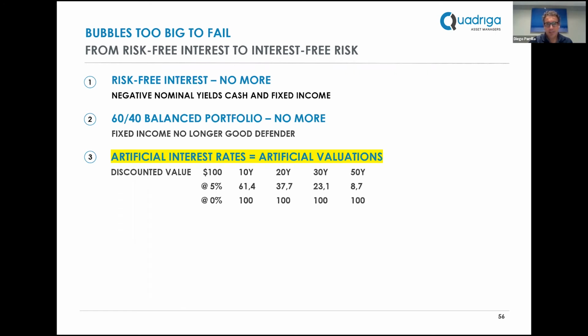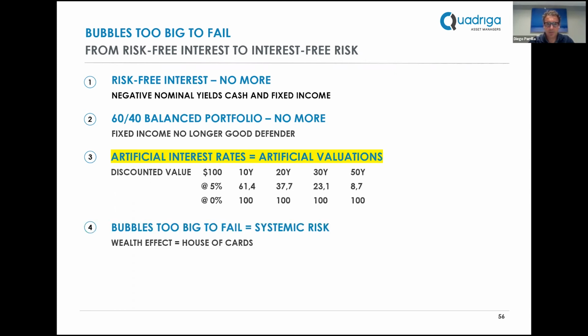I mean, you see the PV of $100 at 5% over 50 years would be barely 9 cents on the dollar, whereas at 0% it is par. So this is the level of, I mean, in assets that have high duration, such as tech, this explains the sort of explosive multiple expansion that we're seeing, which in my view is largely driven by the duration we'll discuss shortly.